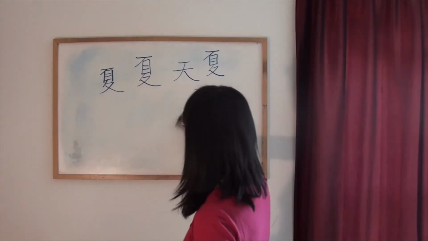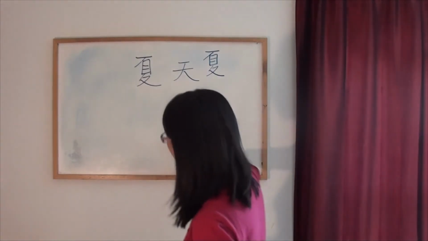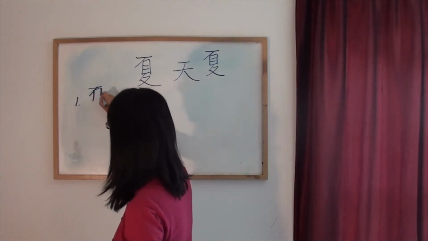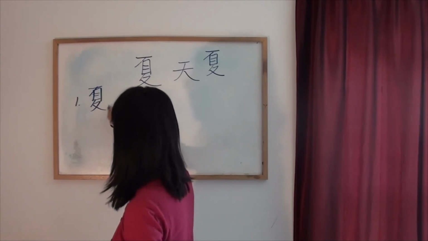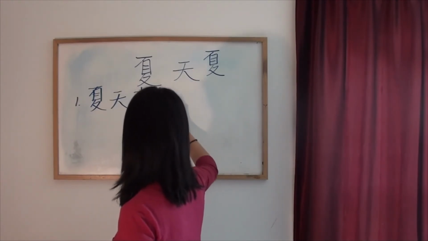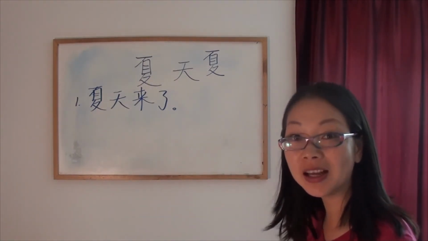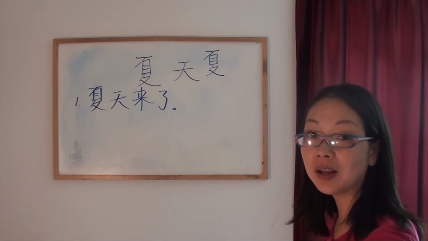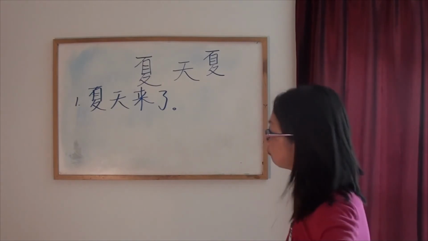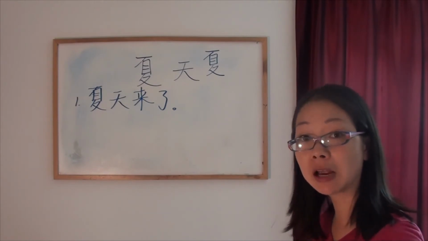One sentence. How about summer is coming? 夏天来了. We learned 来. That's right, 夏天来了。春天走了，夏天来了。Let's write one more sentence. 这儿的夏天很热。We haven't learned the 热, but we learned the rest of the characters in this sentence.